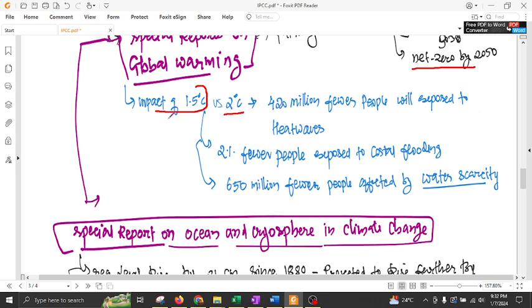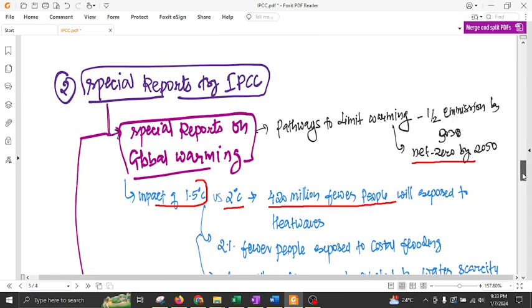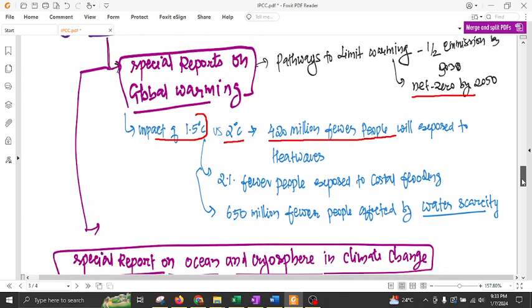So if you limit warming to 1.5 degrees Celsius, we can save 420 million fewer people from heat waves. We will have 2% fewer people exposed to coastal flooding, and we also save 650 million fewer people affected by water scarcity. So this is about the special report on global warming.